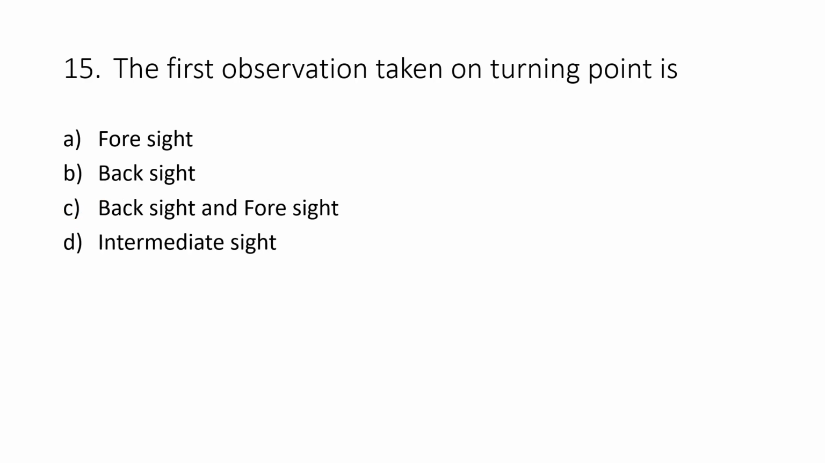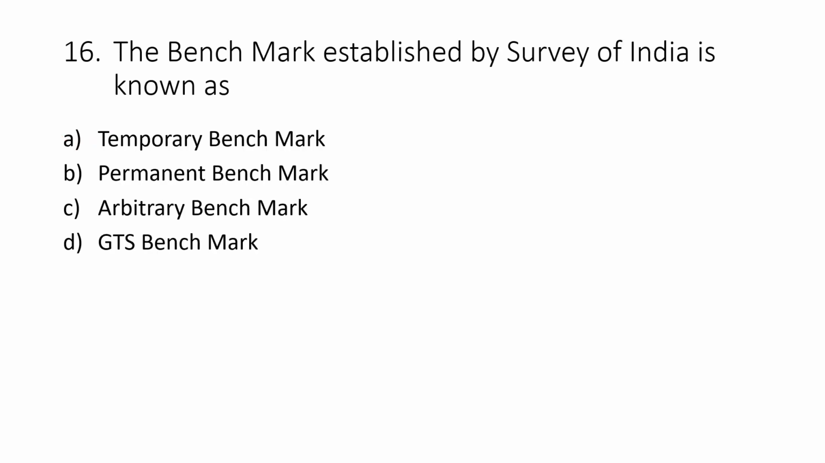The first observation taken on turning point. Foresight, backside and foresight, and intermediate side. So our answer will be foresight. First observation taken on turning point will be foresight. The next question is, the benchmark established by Survey of India is known as temporary benchmark, permanent benchmark, arbitrary benchmark, and GTS benchmark. Our answer is option D, GTS benchmark.